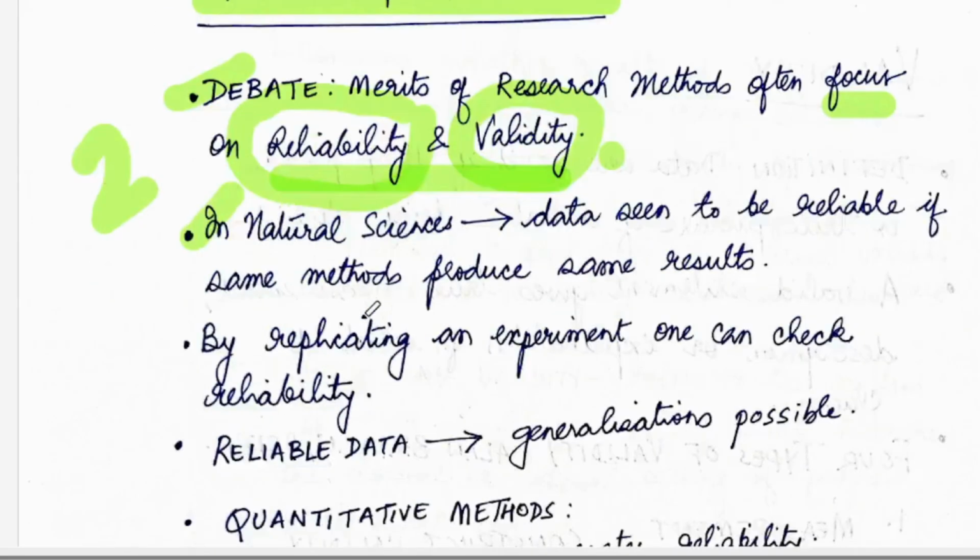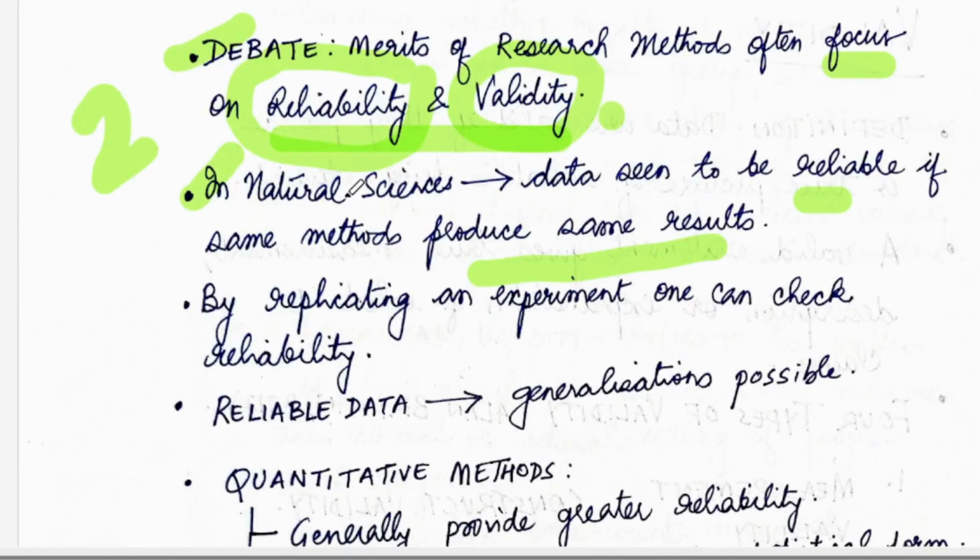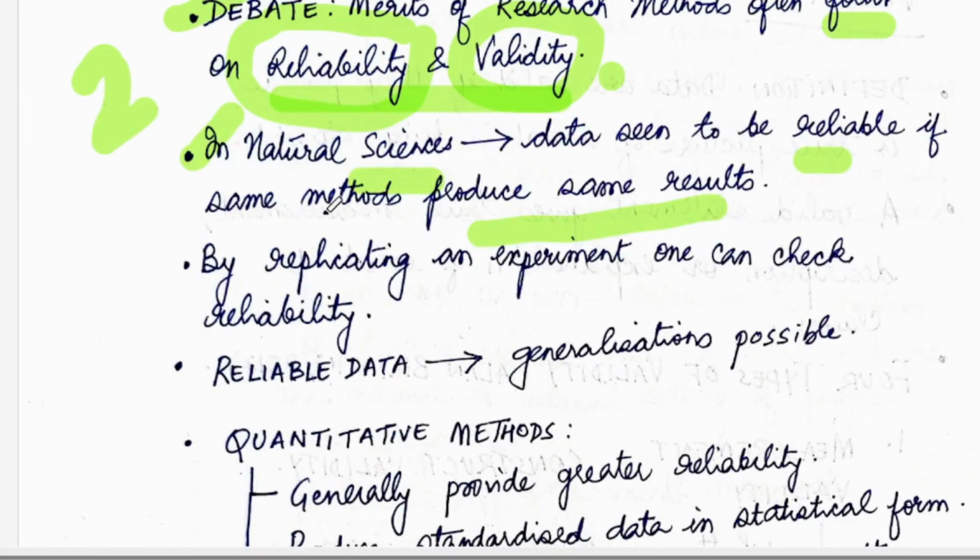In natural sciences, data can be seen to be reliable if the same methods produce the same results. So if there is an experiment in chemistry or physics, it gives the same result when repeated. So therefore it is reliable in nature. Now Durkheim tried to apply this same logic to sociology, where he argued that if we use systematic data like statistics, our research too can be reliable. By replicating an experiment, one can check reliability.